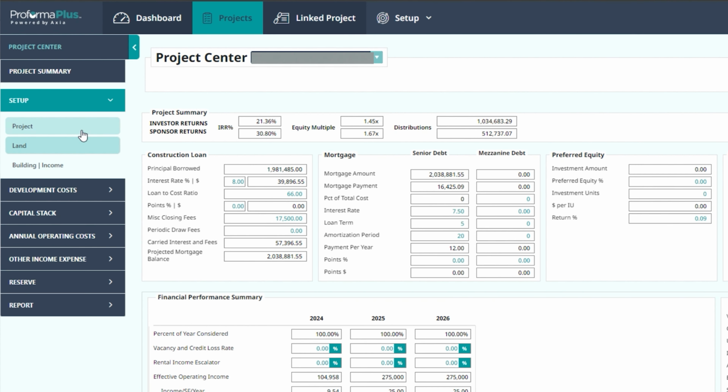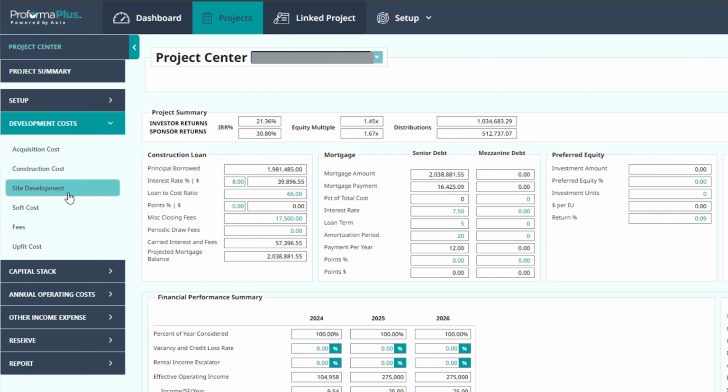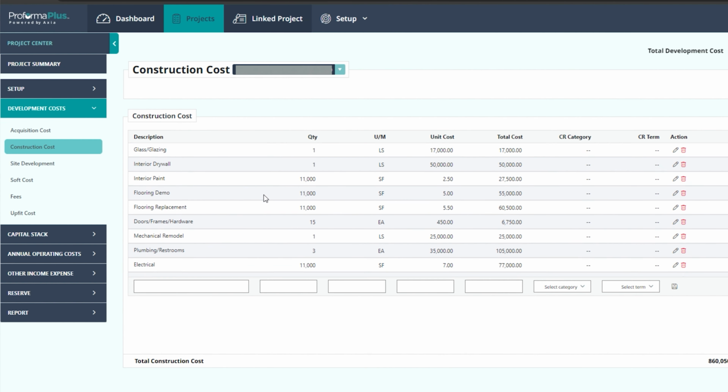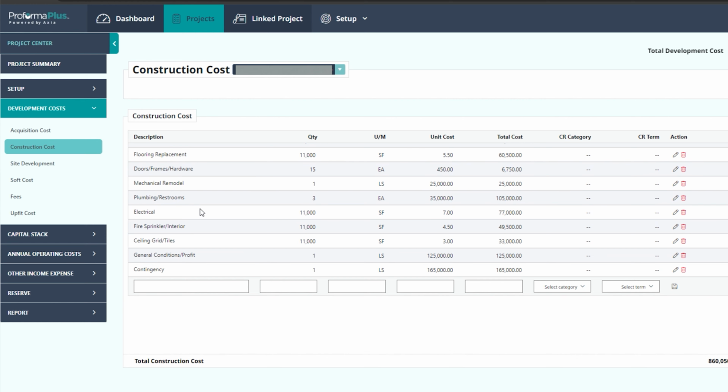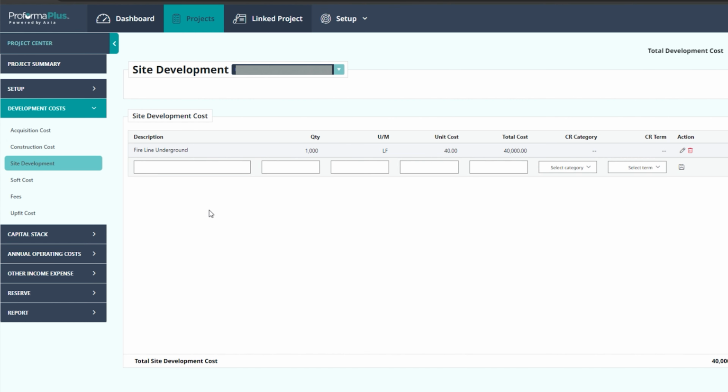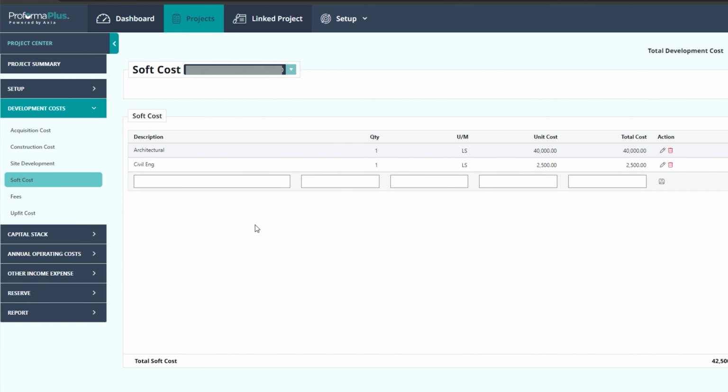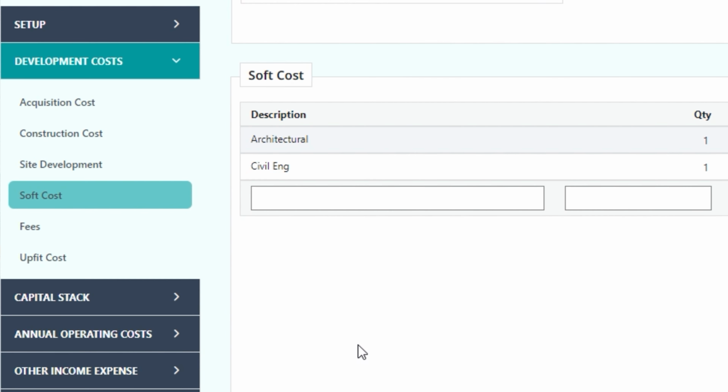I have come down here and I've entered my construction costs for all of the tenant finish in detail. I have some site development costs. We went over this last week. Have some soft costs for architectural and civil engineering. The thing that I love about this particular software is that it's sequential. It goes down in order of the way that you would naturally build or develop a project. I've got some fees and upfit costs that I won't go into.